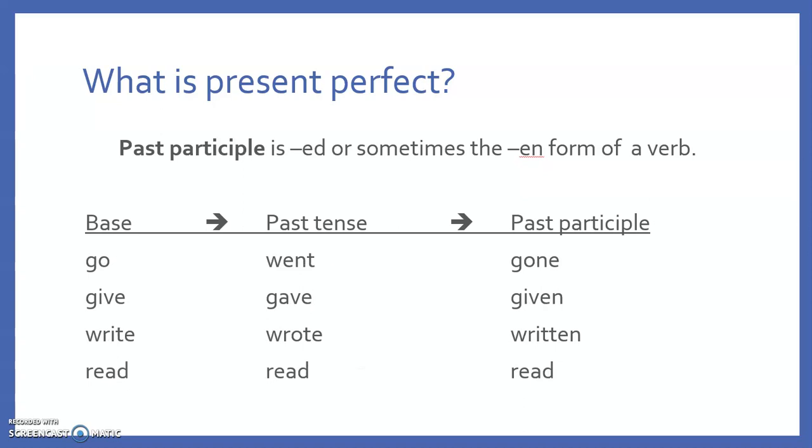Here are some other irregular verbs. Go, went, gone. Give, gave, given. Write, wrote, written. Read, read, read. You will use these past participle forms to make present perfect tense verbs.